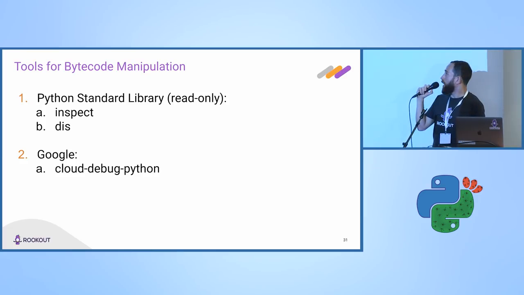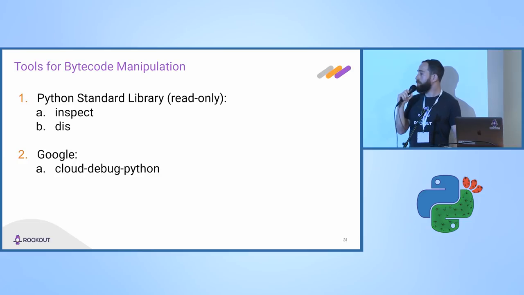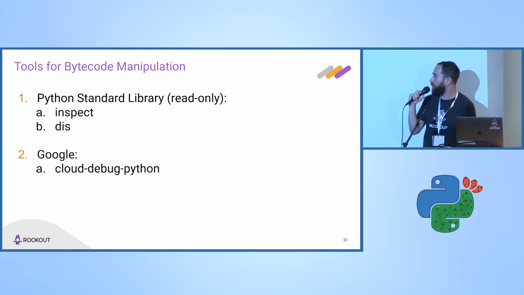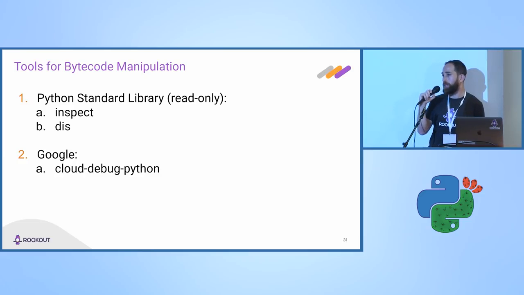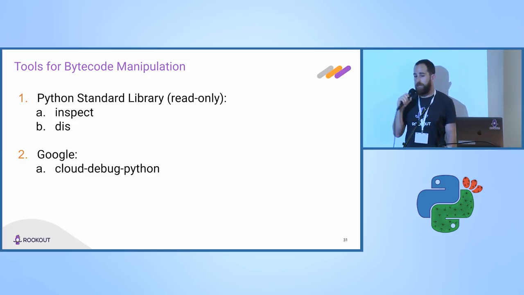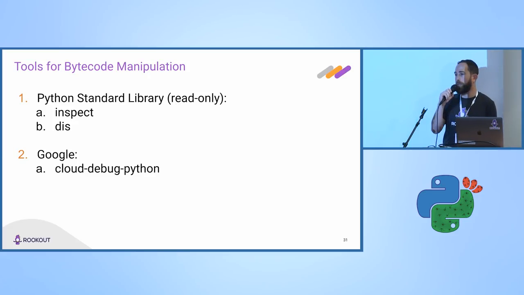If you are interested in learning more about how you can update the bytecode using CPython, there is a native extension by Google called Cloud Debug Python that does a bit of that. And that's a great tool to look at if you're interested in learning more and experimenting with it.